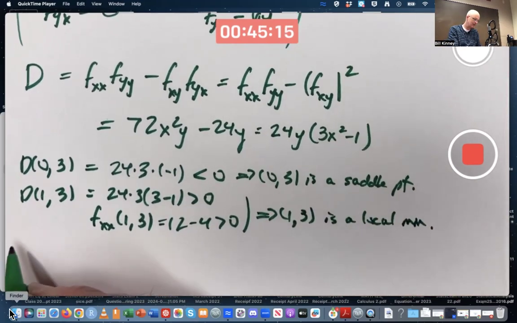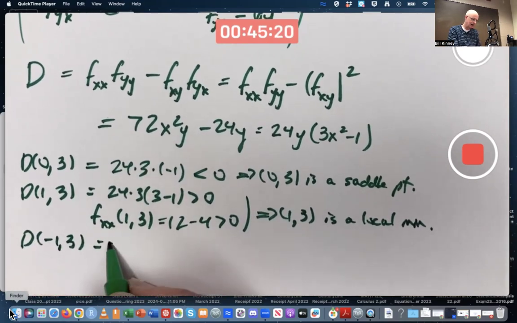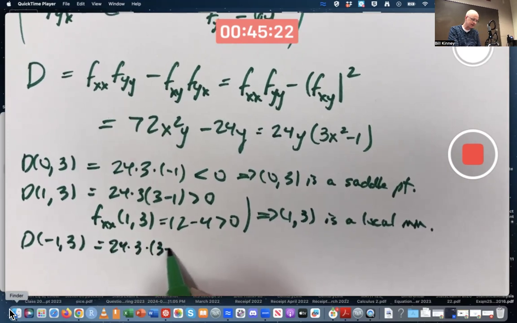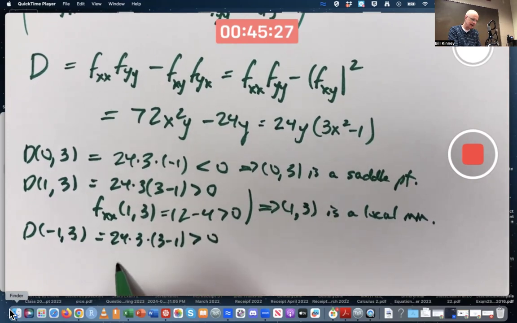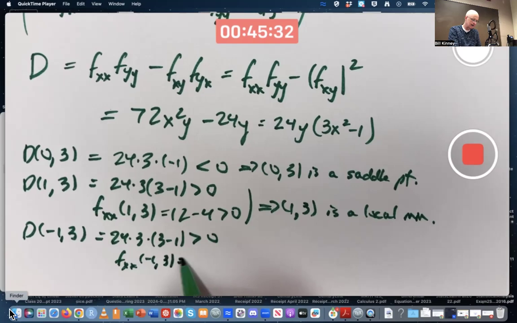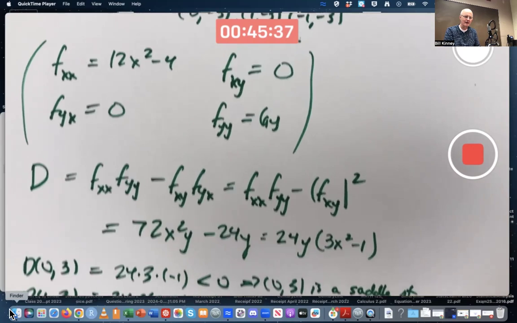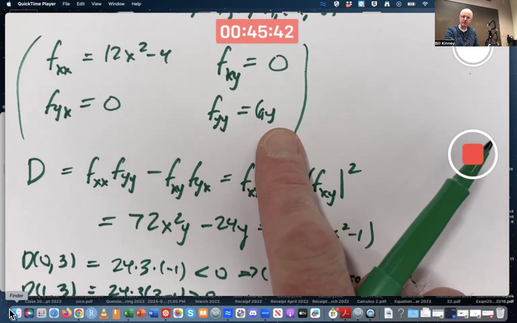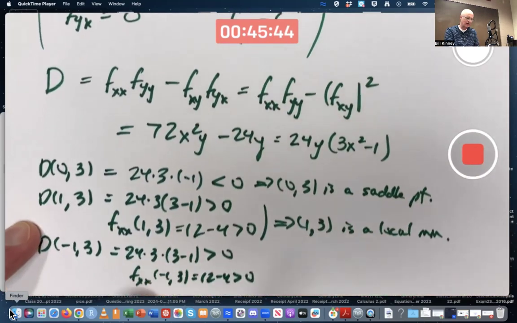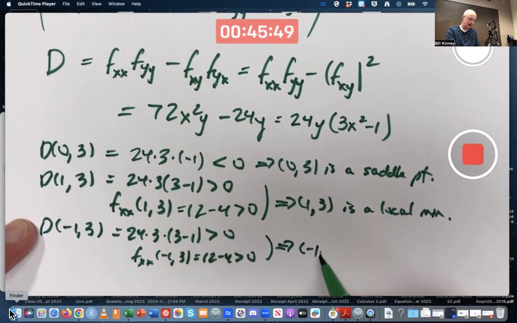Try the next one. The next one was (-1, 3). That also gives you a relative min because it gives you the same value of D and the same value of fxx. Why? Because of the squaring involved, because you've got x squared there. Notice that fyy would still be positive because the y coordinate is positive. So (-1, 3) is also a local min.